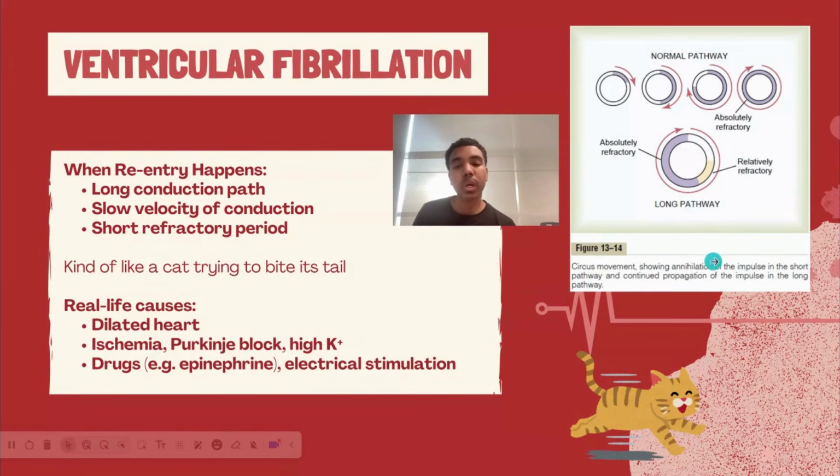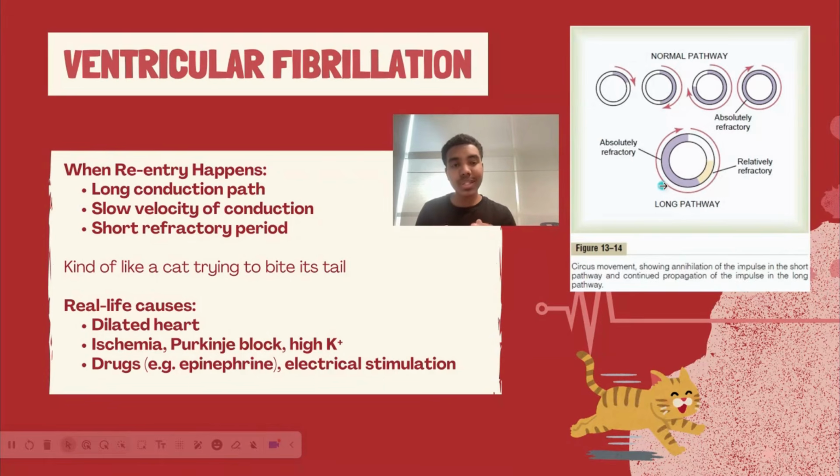However, in the long pathway, you're going to have re-entry. Now, what is re-entry? You ask me, what is re-entry? When you have a long pathway and the impulse happens in the long pathway in the cardiomyocyte, it gets depolarized. What happens is that you have a part that is already repolarized, a part that is relatively refractory, and a part that is absolutely refractory. So it's kind of like a cat trying to bite its tail.